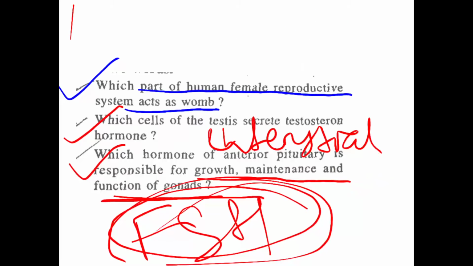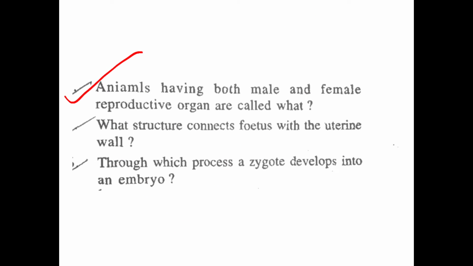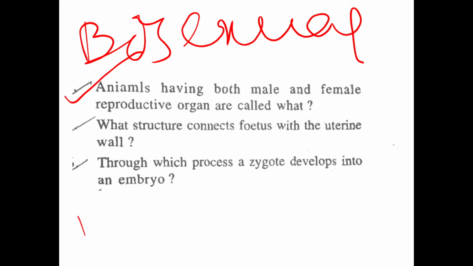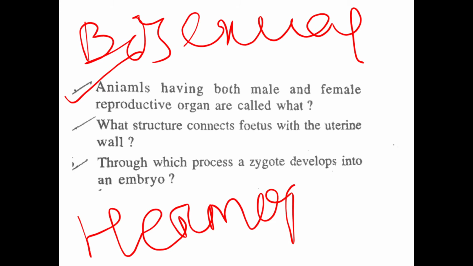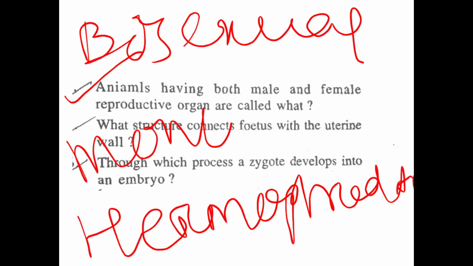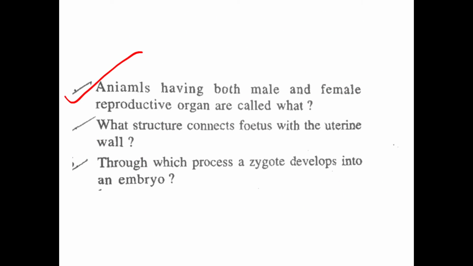Which hormone of anterior pituitary is responsible for growth and maintenance? This is FSH hormone. Okay. Next, animals having both male and female reproductive organs are called what? The animal which has both male and female reproductive organs in one body is known as bisexual, or hermaphrodite, or you can write monoecious. There are three answers to this one question: bisexual animal, monoecious animal, or hermaphrodite.